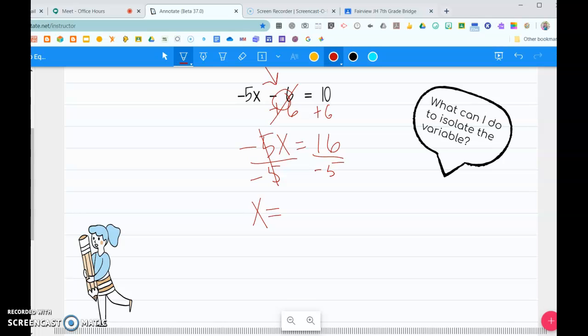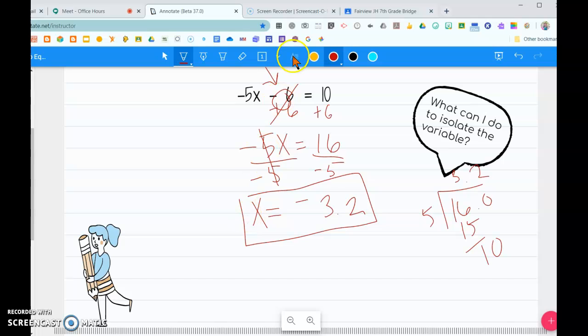16 divided by negative 5 is going to give me a negative number. I don't know that number, so I'm going to divide. And that gives me 3. Bring down the 1, add a decimal and a 0. 3.2. So negative 3. Whoa. My screen got crazy on me. Sorry about that. 3.2.